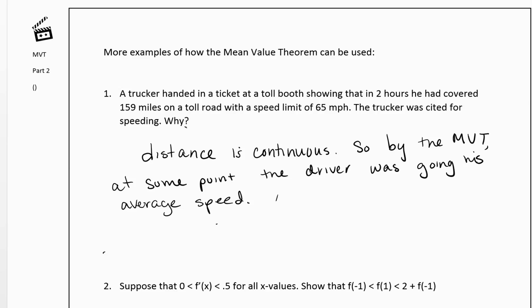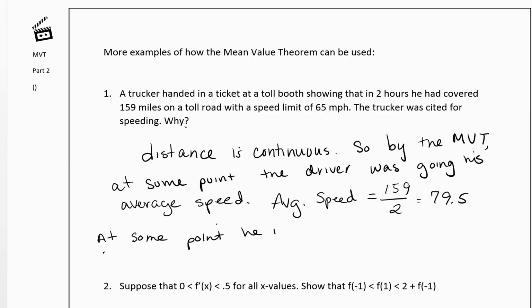Okay, now what was his average speed? His average speed was, he did 159 miles in 2 hours. So that was 79.5. So at some point he was going 79.5 miles per hour, which would be speeding in the 65 mile per hour zone.